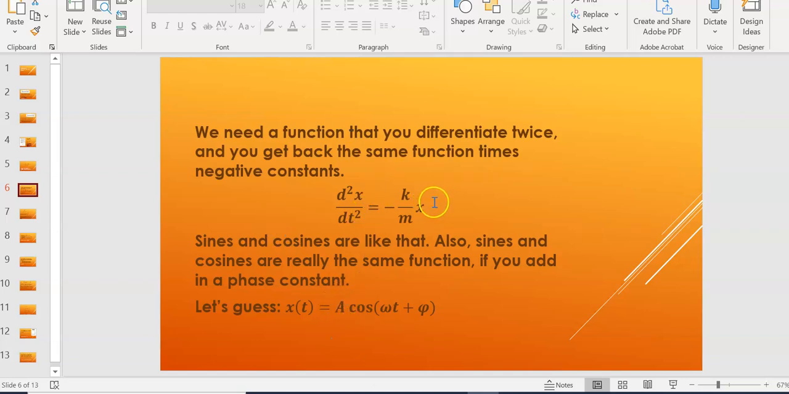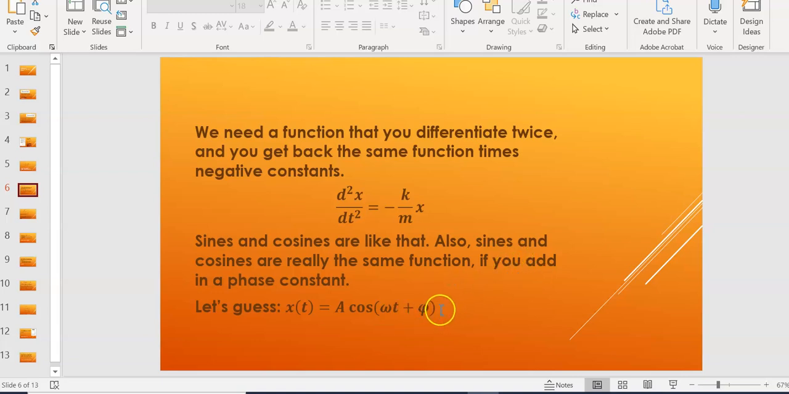So I'm going to guess a solution to this little differential equation, and I'm going to guess a cosine. I'm going to have my x as a function of time, my position as a function of time, be equal to, and here's my guess, A times cosine of omega t plus phi. Okay, so here omega, that's a Greek letter, the conventional choice here. And phi right here is my phase constant.